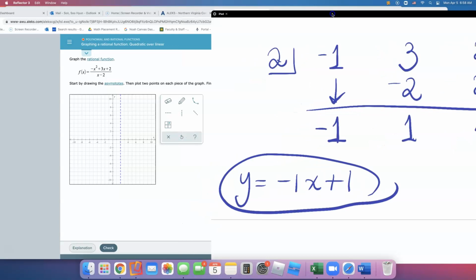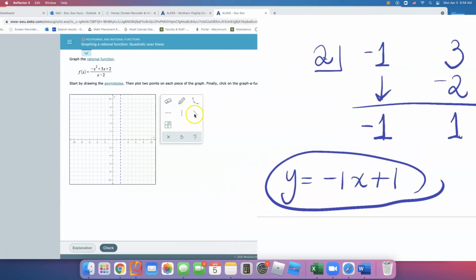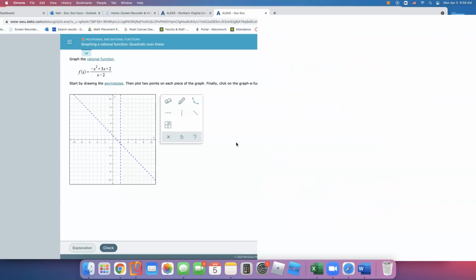So, without using the pencil tool, because ALEKS will not like it, I will have to start at positive 1, because the y-intercept is positive 1, and I need to go down 1 over 1 to the right, because the slope is negative 1 over 1. Okay, now what? I kind of want to do more. Yeah, why not? Let me finish this up.